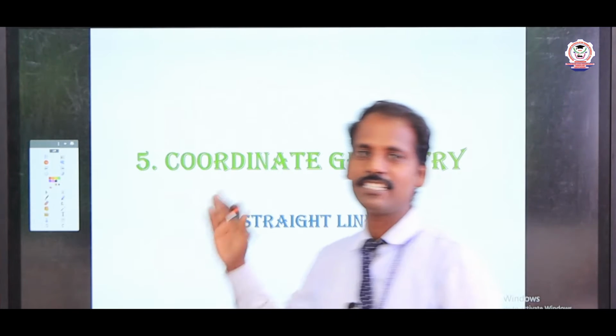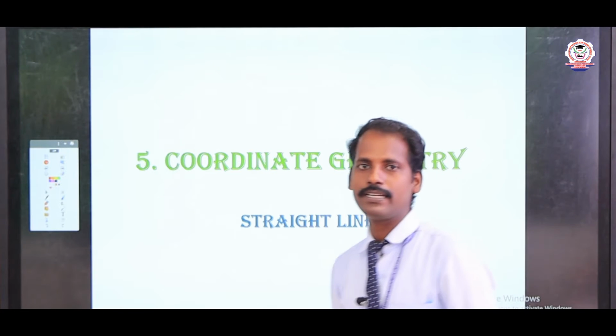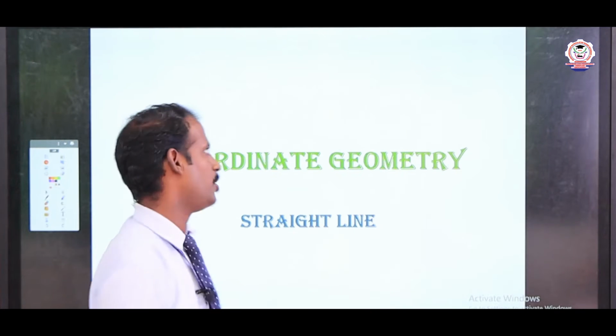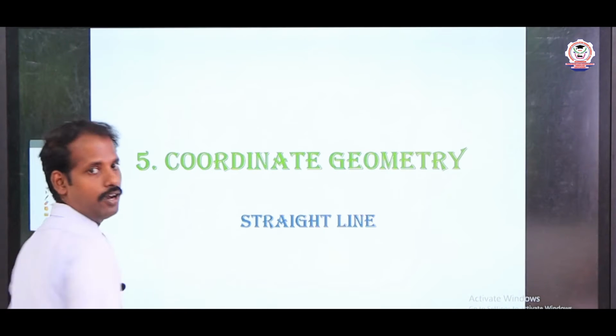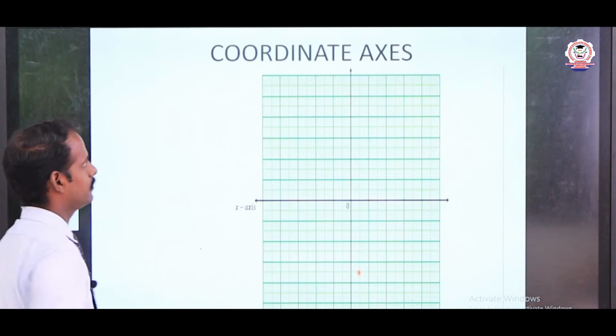I am going to teach 10th standard mathematics. The 5th chapter is coordinate geometry. The subtopic is straight line. So now, how to find the equation of the straight line?